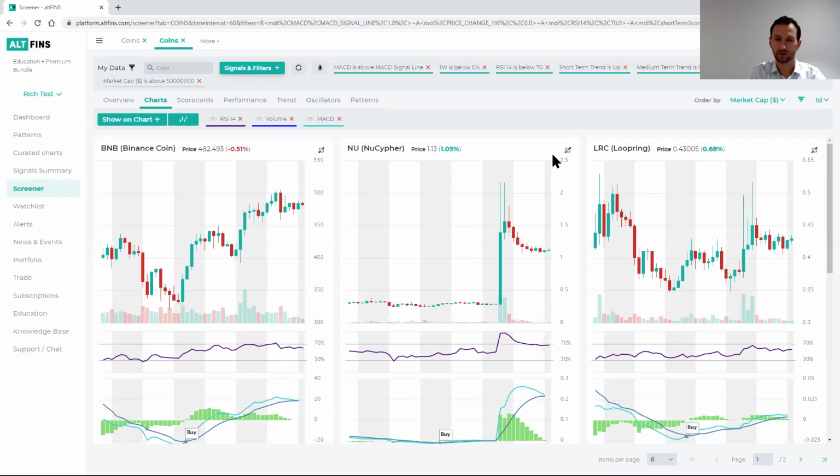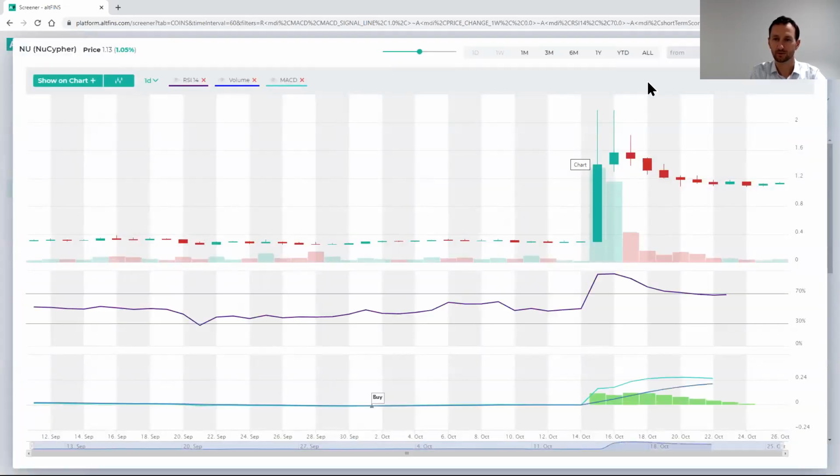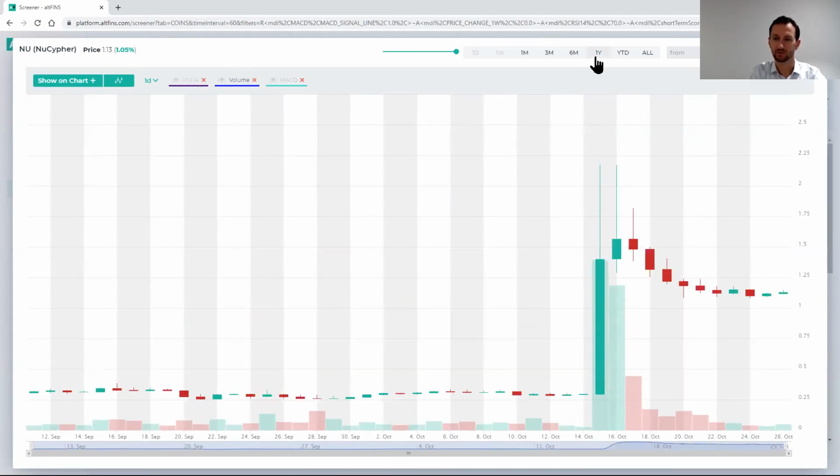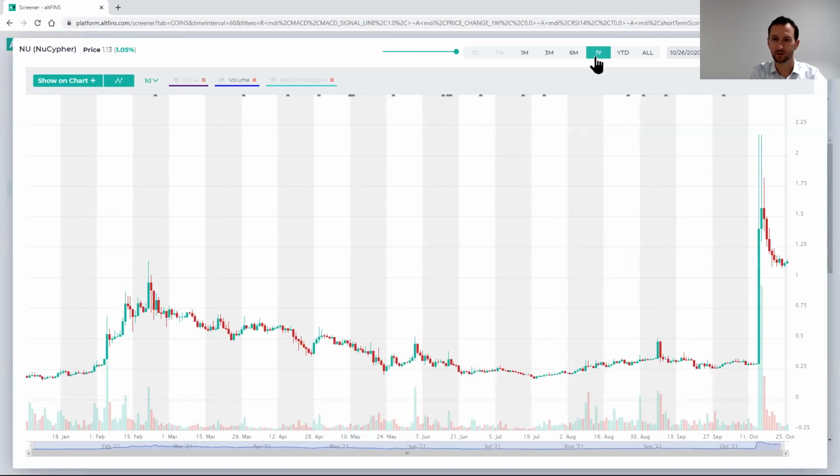The next one, new cipher. Wow, look at that candle. Looks scary, but let's give it a chance. Let's look at the 1-year graph. This must have been like a Binance listing or something that made the price go up from 30 cents to 225, that's almost a 10 multiple, but fair enough.